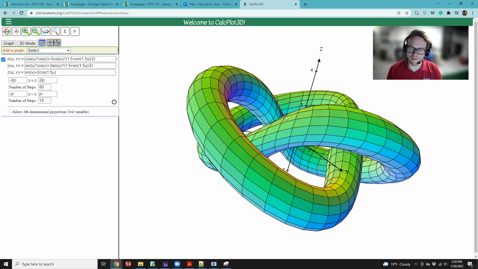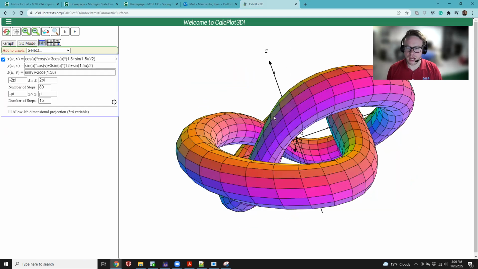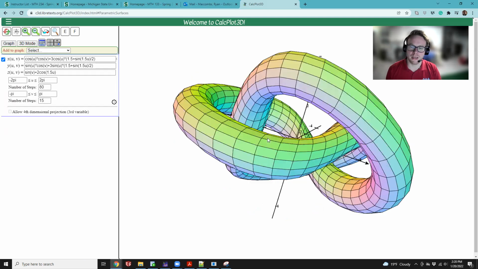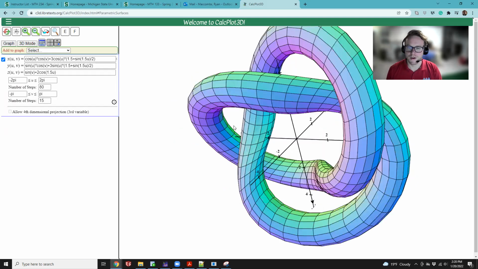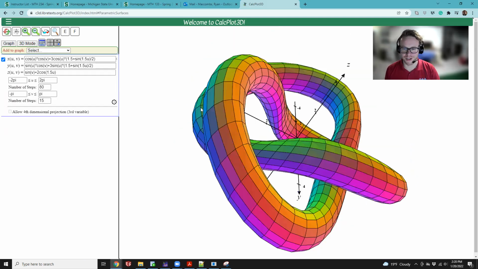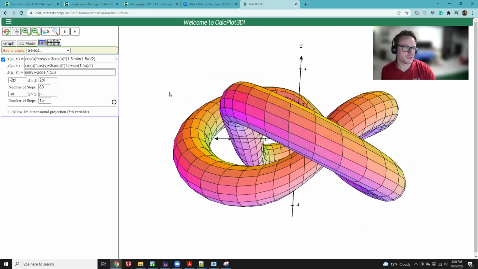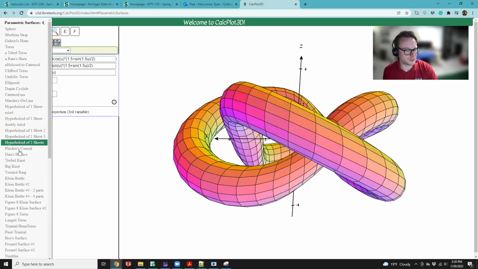Again, this would be very complicated to describe implicitly or explicitly because it's really not passing horizontal or vertical line tests or anything like this. So this would be a difficult one. So that's a nice one there.